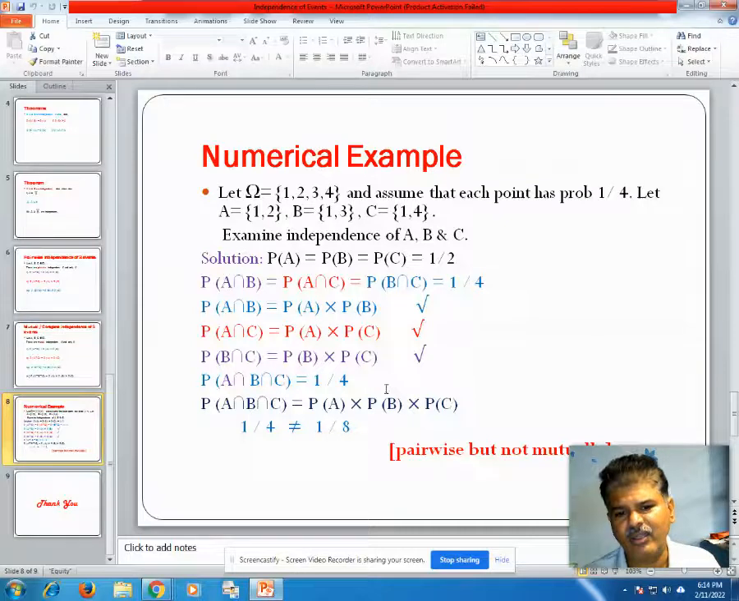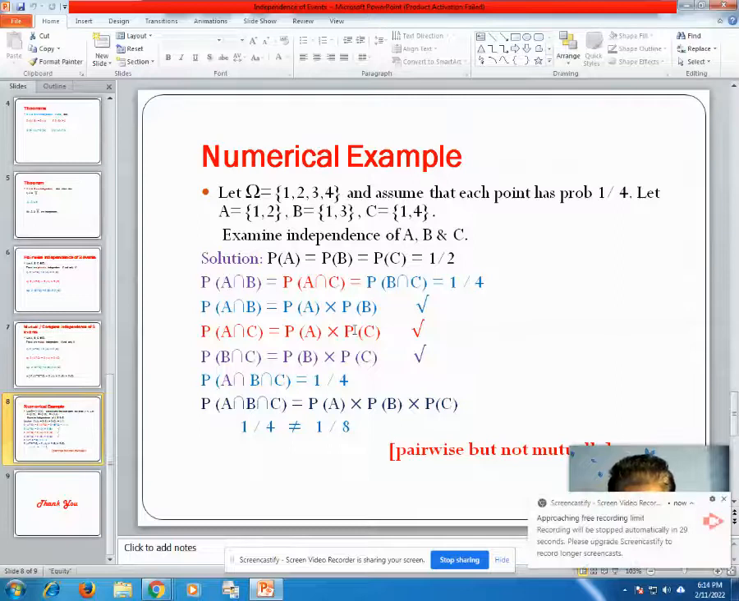Now check for the last condition. What about P of A intersection B intersection C? In all these cases, one point is common to all. Therefore, A intersection B intersection C is 1, and the total number of possible cases is 4. Therefore, we can say that P of A intersection B intersection C is 1 by 4. And if we check this, P of A intersection B intersection C equal to P of A into P of B into P of C.